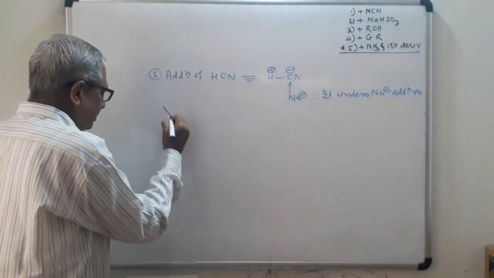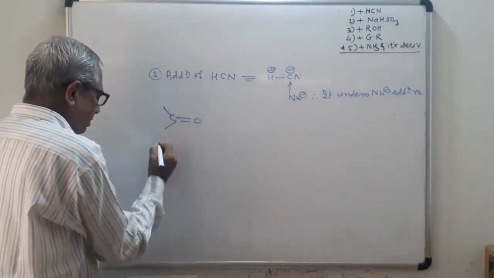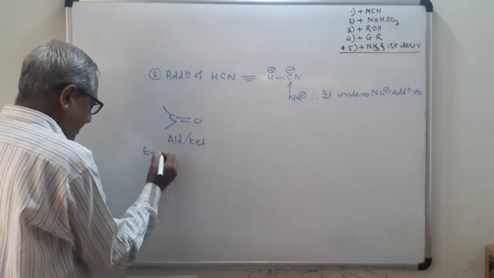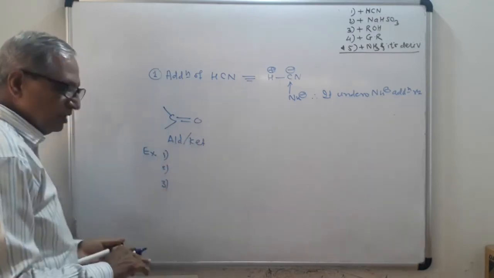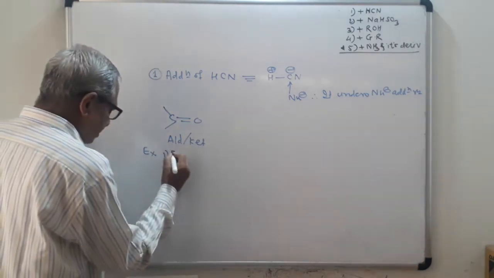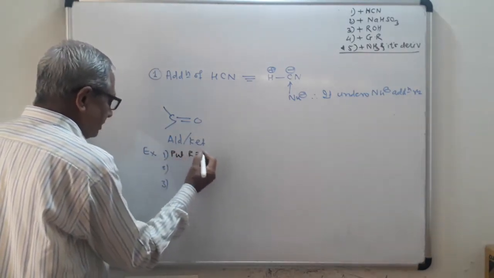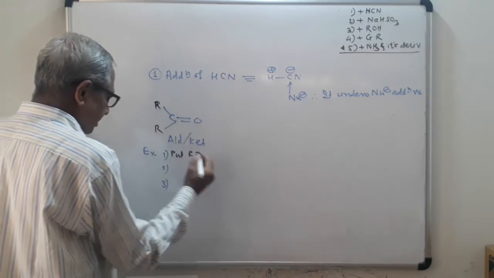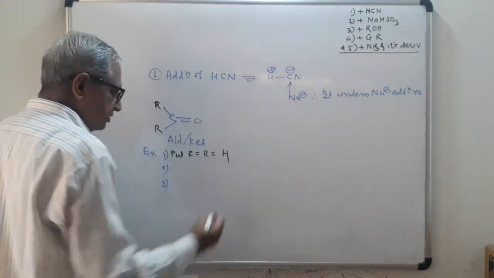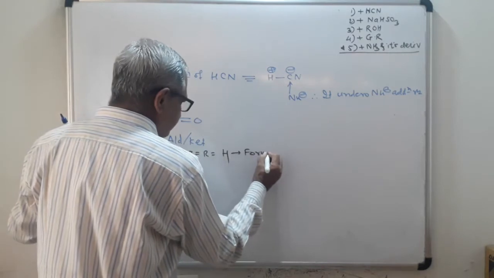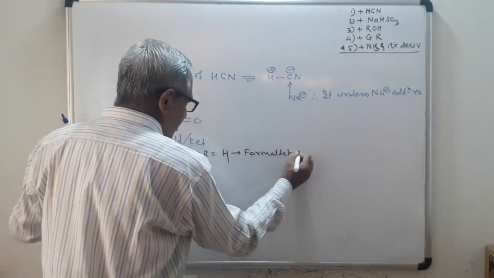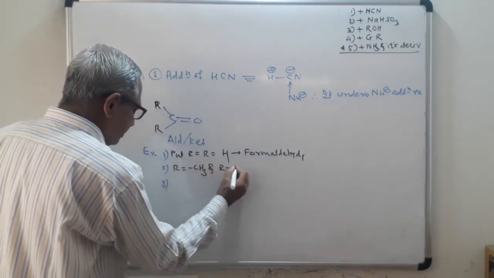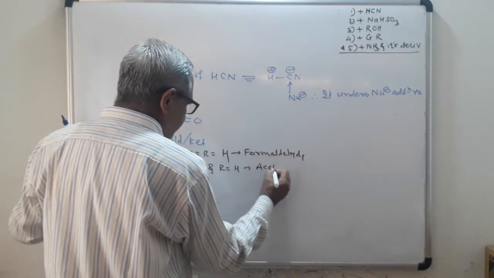Now see here, this is C double bond O. It may be an aldehyde or it may be a ketone. I will prepare here the examples: 1, 2, 3. See the first example. Put R is equal to H. The example will become formaldehyde. Second example, put R is equal to CH3 and another R is equal to H. It will become acetaldehyde.